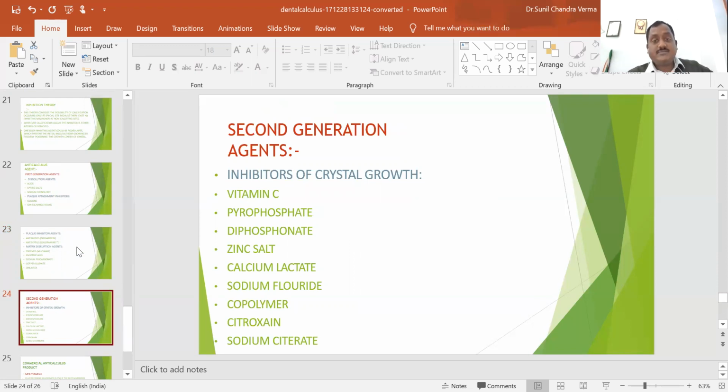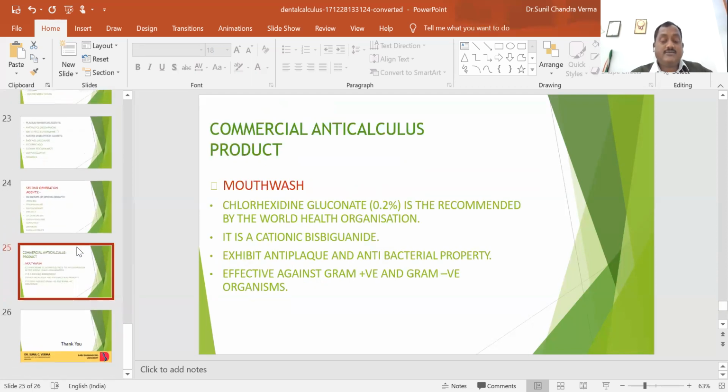Now, second generation agents basically prevent crystal growth. In this, vitamin C, pyrophosphates, diphosphonates, zinc salts, calcium lactate, sodium fluoride, copolymer, citroxin, and sodium citrates are the available agents.